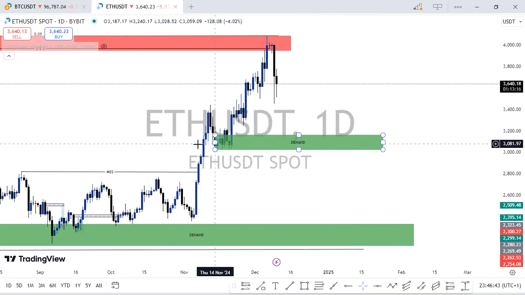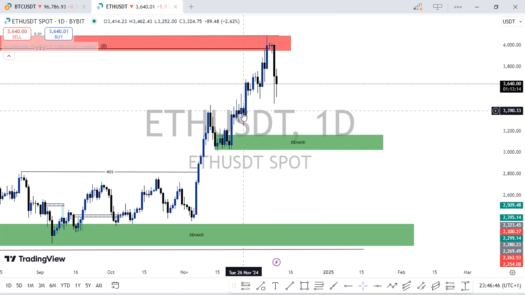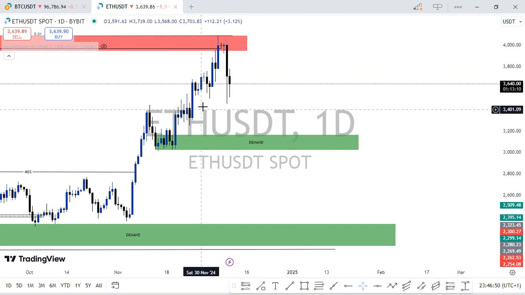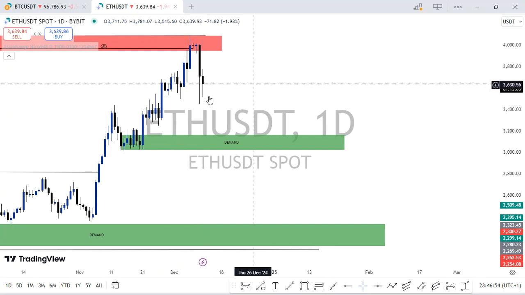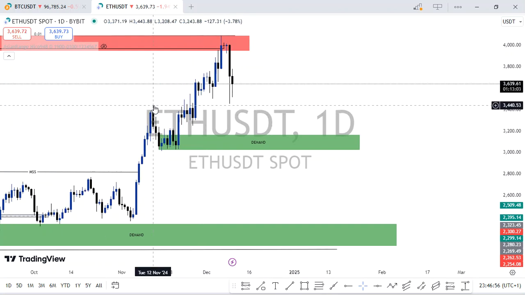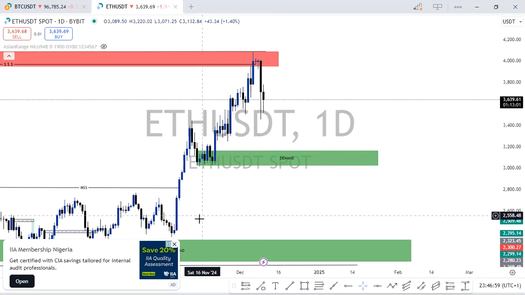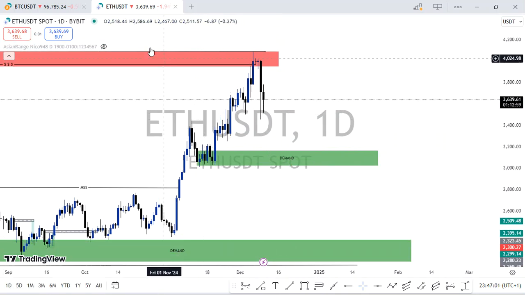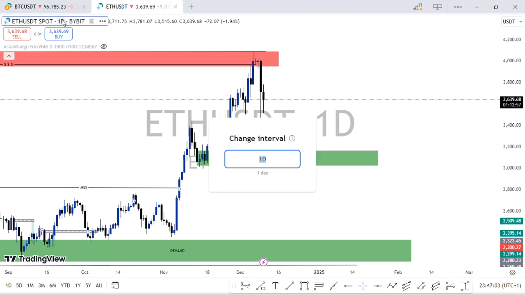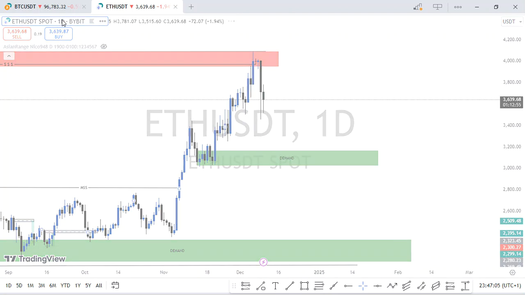This is exactly what I'm anticipating. We have a mini block here, which I use as my other block. You could still hypothetically call this your demand structure, whichever one you want. I'll tell you the reasons why I entered my trade from this particular point, but let's get back to the video. We'll move on to our 4-hour time frame.